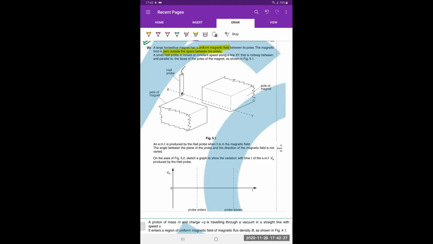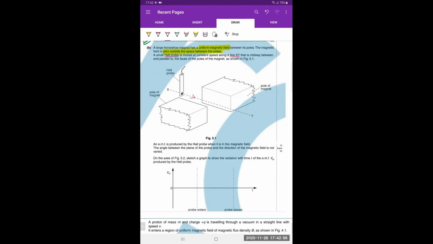A small Hall probe is moved at constant speed along the line XY, that is midway between and parallel to the faces of the poles of the magnet as shown. So we are moving a Hall probe from position X going towards Y.